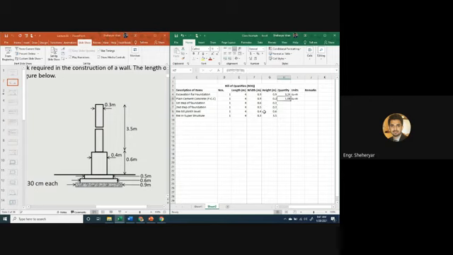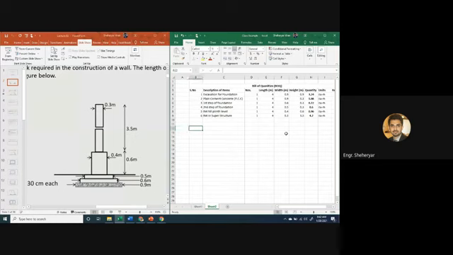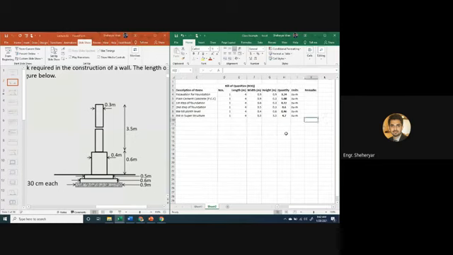Okay, if I drag this formula down below, it will give me all of these quantities. As I know that all of these quantities are in cubic meters, I've directly written cubic meters here. So these are the quantities of the different items in this wall in cubic meters.